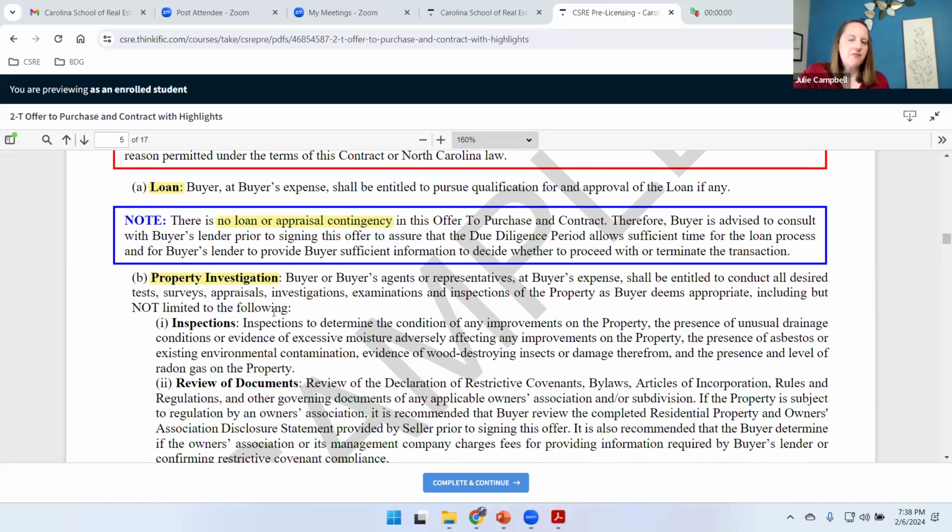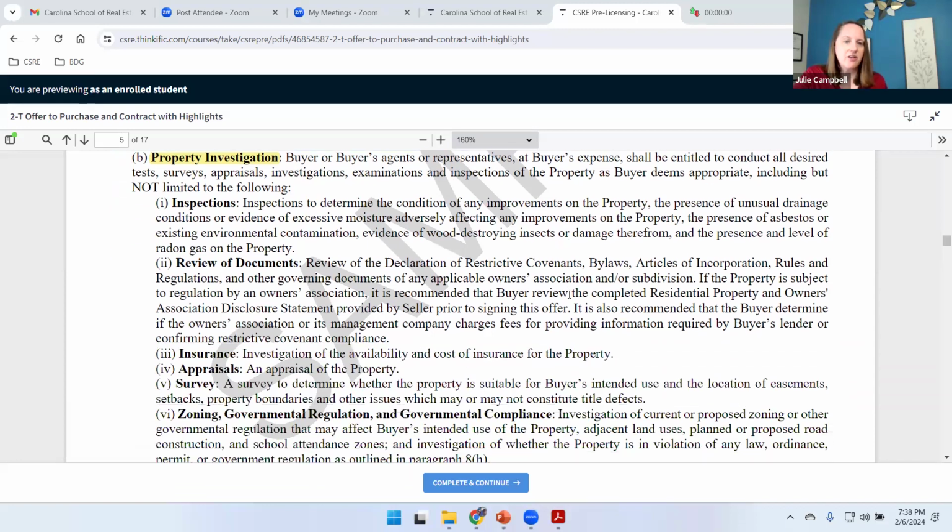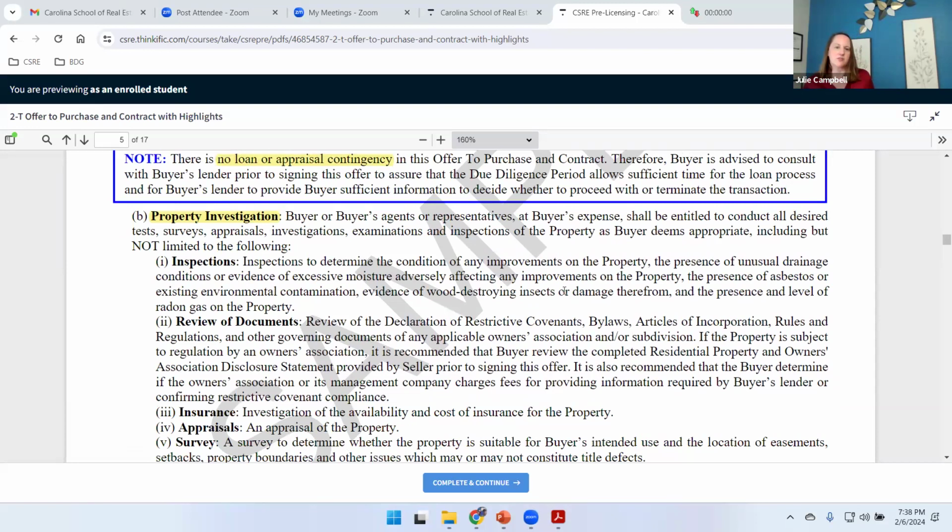Then we want the buyer to investigate the property. All the property investigation is at the buyer's expense. It's money that they pay to conduct all their desired tests, surveys, appraisals, investigations, examinations, and inspections. And then you can see here, it gives us a list with some descriptions. So the inspection, the home inspection, reviewing of the documents. If it's in an owner's association, there's our covenants.